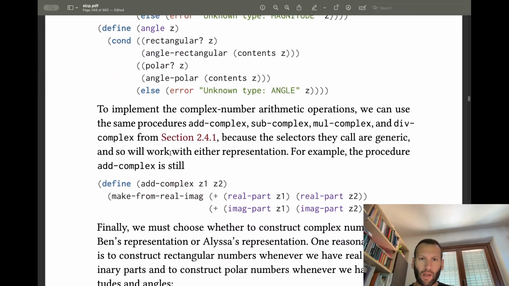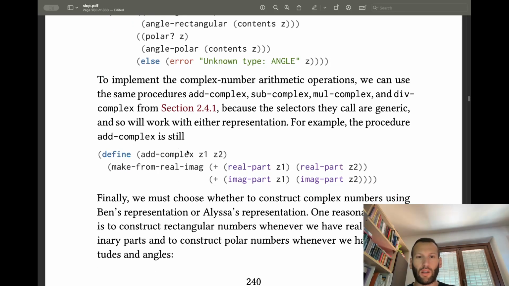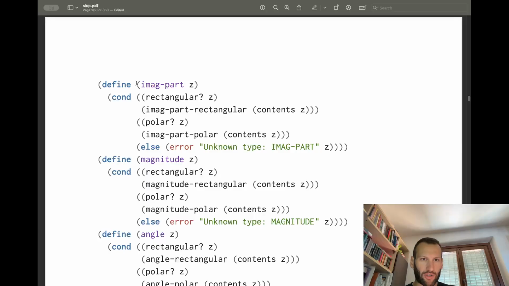To implement the complex number arithmetic operations, we can use the same procedures, add-complex, sub-complex, mul-complex, and div-complex, because the selectors they call are generic, so they will work with either representation. For example, the procedure add-complex is still this one, because real-part and imag-part are generic. They are generic because they have this condition. So if z is rectangular, and it has a rectangular representation, then you use imag-part-rectangular. Otherwise, you use the imag-part-polar representation.